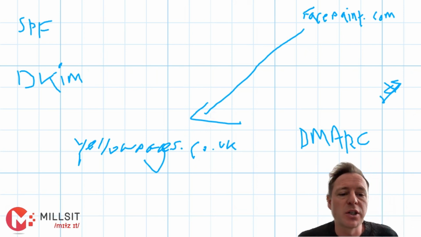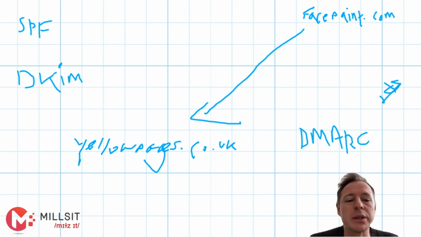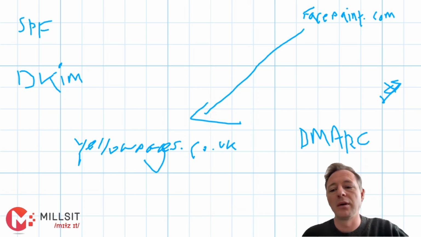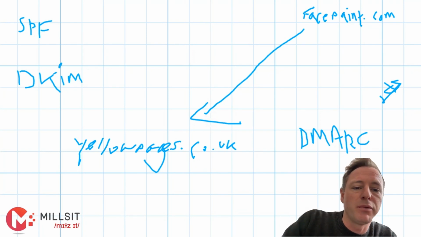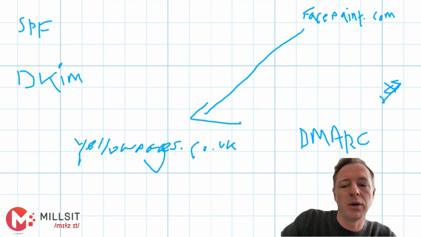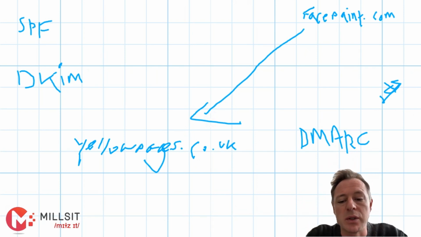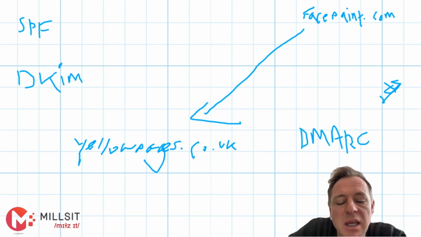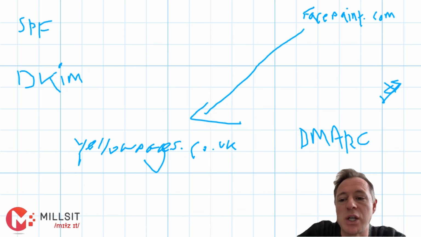Well, let's go back to our lovely facepaint.com. We're sending an email from facepaint.com to yellowpages.co.uk. We've got an SPF record, this one at the top here, and we've also got a DKIM record in our DNS zone file of facepaint.com. These two authentication records. We send an email to yellowpages.co.uk, and that email arrives. The exchange service processing the email is doing its authentication checks, says yes, it's coming from facepaint.com, yes, and it's coming from DKIM. Yep, that's correct as well.